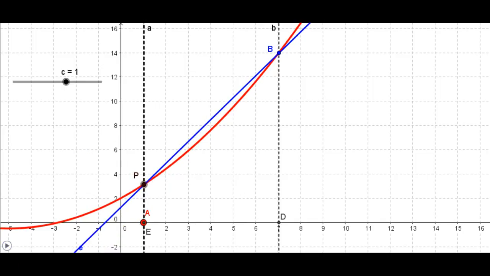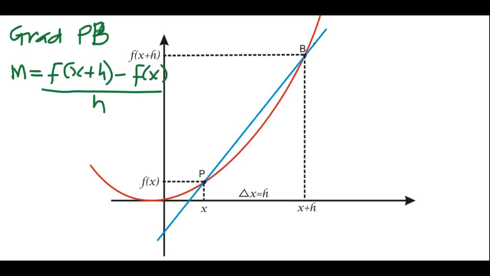So let's see what happens. Again, we see, as we did with the GeoGebra, that when P is moving to B, then h will be approaching 0, and then the line PB is getting closer to or becoming a tangent. But we know that the gradient of PB is given as m equals this. We've done that already. So now that PB is becoming a tangent, we'll say that its gradient now is becoming this.